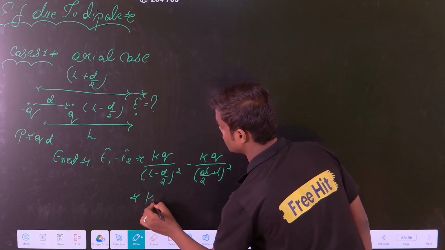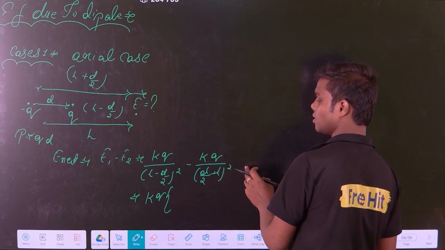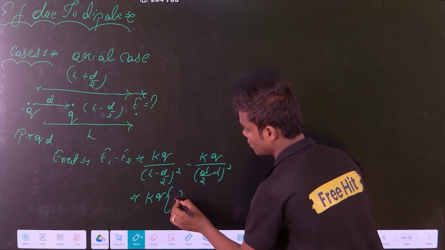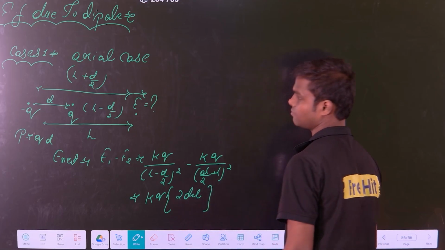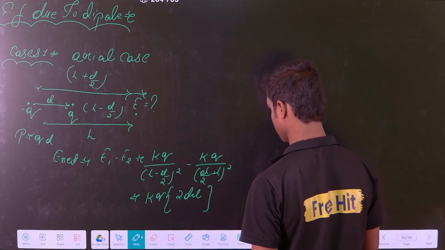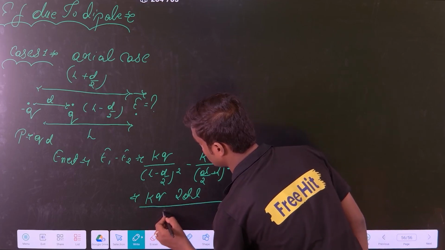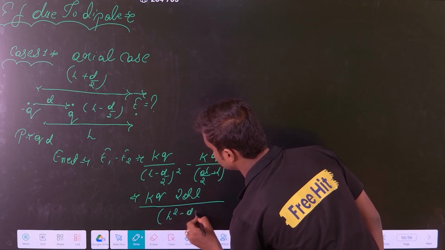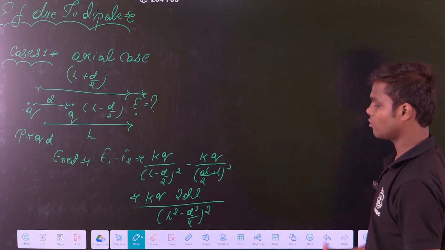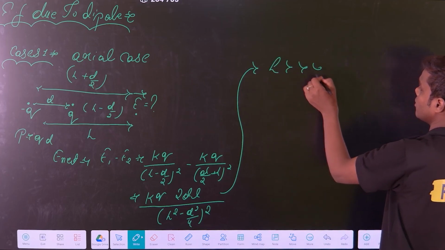So what will you get? KQ into, that is, d square plus L square plus 2dL minus d square minus L square plus 2dL. So this will become almost 2d into L. Correct? It will become 2dL, divided by, if you open that, L square minus d square by 4 whole square. Okay, clear? Till now it is clear, and we know that L is very much greater than d.